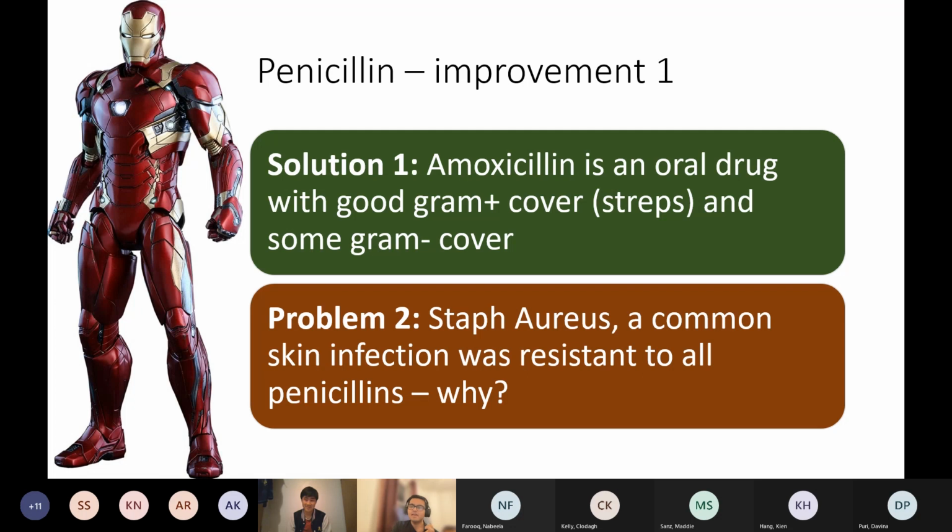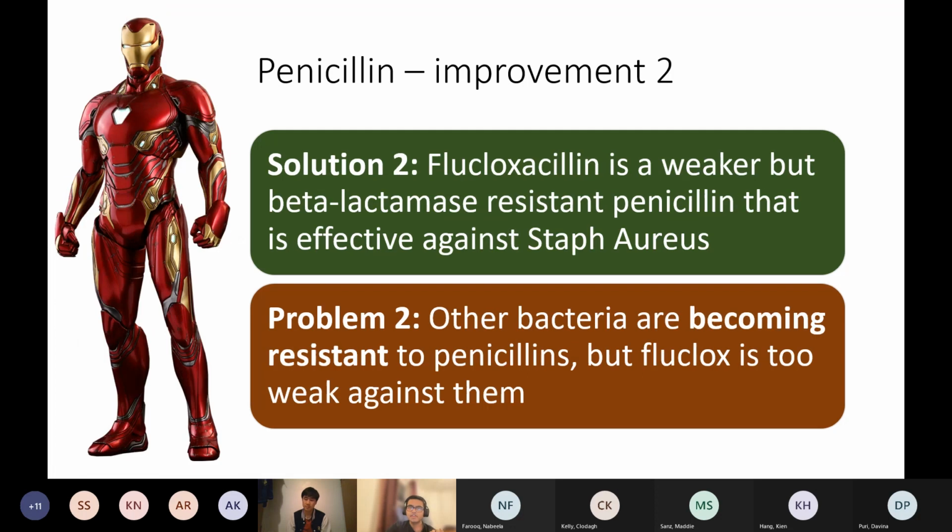So we're not adding a beta lactamase inhibitor. So that's when you add an extra inhibitor. But what we actually did was produce an antibiotic which was just resistant to this enzyme. Yeah, and that's Fluclox. So it's slightly weaker, but it's completely resistant against beta-lactamase, which is the enzyme that Staph aureus produces to break down amoxicillin. It's completely resistant, so it works very well.